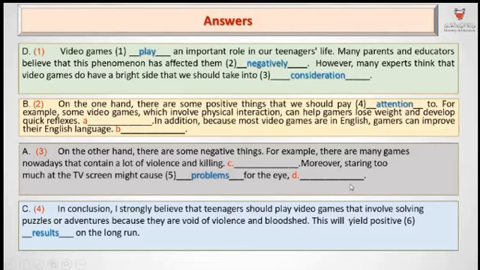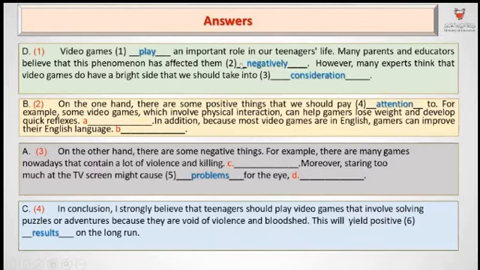All right, so video games play an important role in our teenagers' life. So as you can see, we've got play. So the collocation is to play an important role. This is very useful. You can use this collocation in your introduction. To play an important role in, or to play a key role in, or to play a great role in. Many parents and educators believe that this phenomenon, of course you can replace it with topic or issue, has affected them negatively.